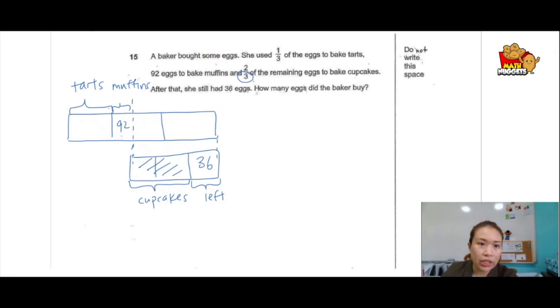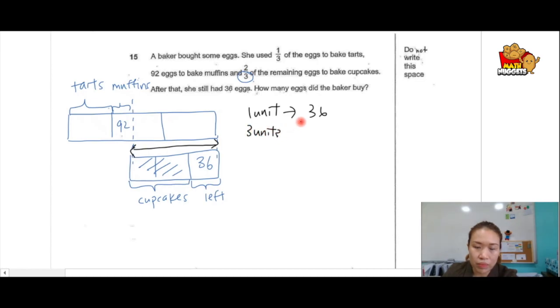So I'm going to have to find my 3 units at the bottom here. If I know 1 unit is 36, 3 units at the bottom will be 36 times 3, which is 108. So this part over here is 108. And if I bring it up, this is the same portion. This is also 108. So if you look carefully at the model, 108 is here.